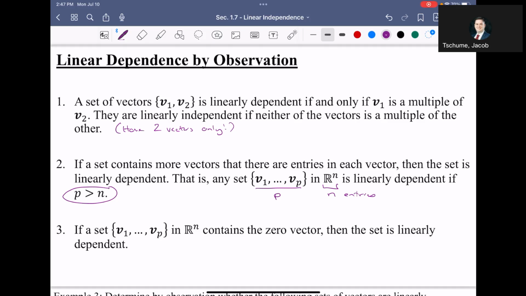And last but not least, shortcut number 3. If a set of vectors, and it doesn't matter what dimension you're in, contains the 0 vector, if any of the vectors is the 0 vector, then your set is automatically linearly dependent. From these shortcuts, the last 2 only show linear dependence. The only shortcut that can show linear independence is when you have 2 vectors and you look at the multiple idea. So make sure you keep that in mind as you're learning these shortcuts.